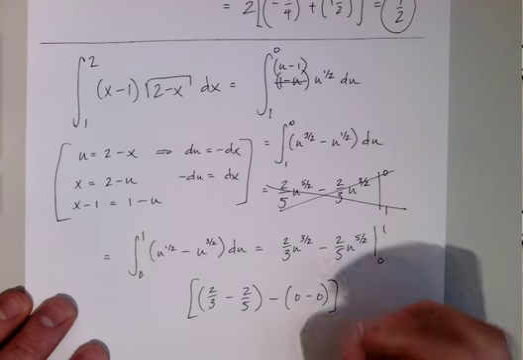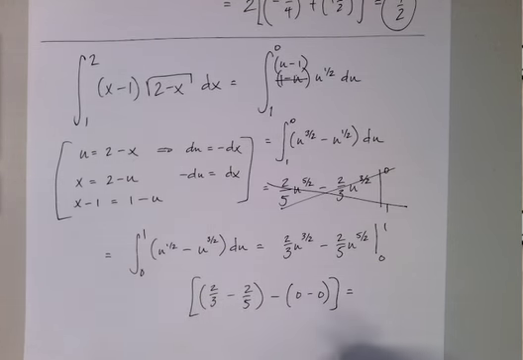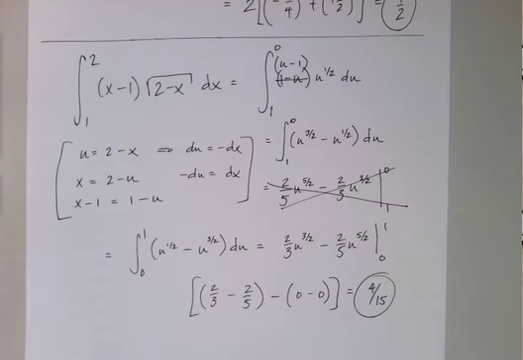Okay, and you get a common denominator of 15. This is going to be 10/15. This is going to be 6/15. So the answer, the difference between them, is 4/15. And that winds up being your answer.